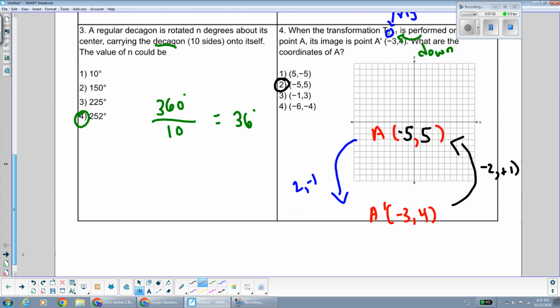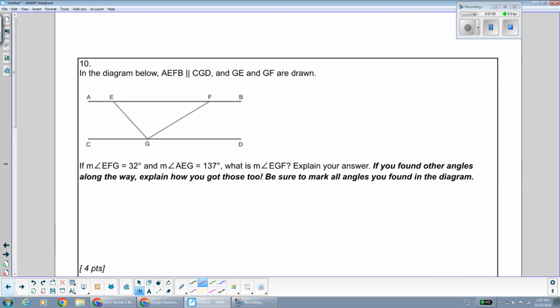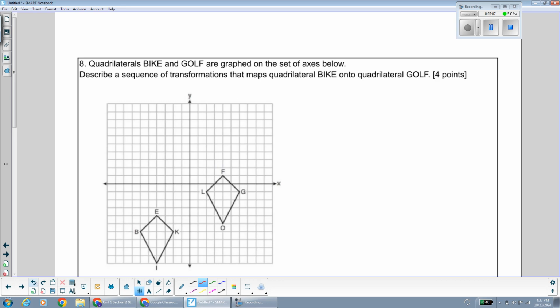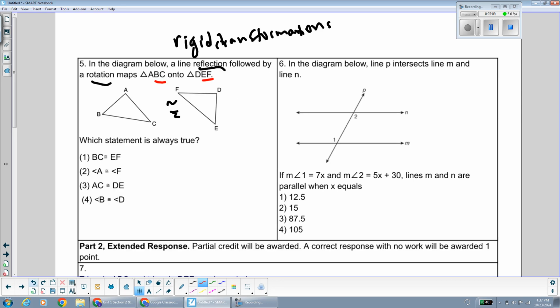So before and after, where did it go? I think I deleted the whole page. Let me try to put it back. There we go. So before and after the rigid transformations, this will be true. A and F are not in the same spot. That doesn't work. A matches up with D. A does not match up with F. AC matches up with DF, not DE. And B matches up with E, not D.